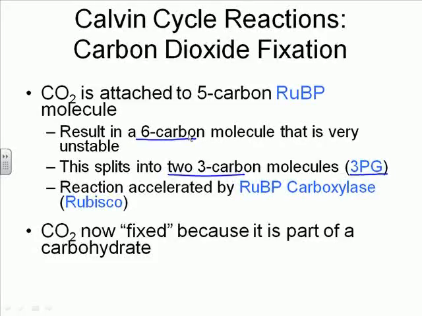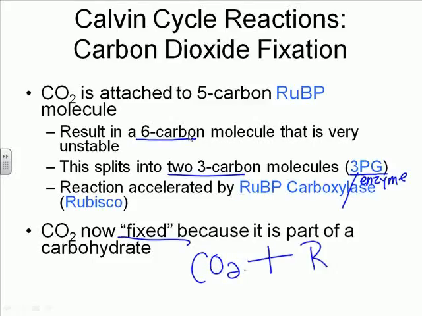Now, what would cause this to happen? What would cause carbon dioxide to join? It's going to be an enzyme, RUBP carboxylase. This is an enzyme because it ends in ASE. We now say carbon dioxide has been fixed. We have taken carbon dioxide and fixed it to RUBP. Step 1 of the Calvin cycle.